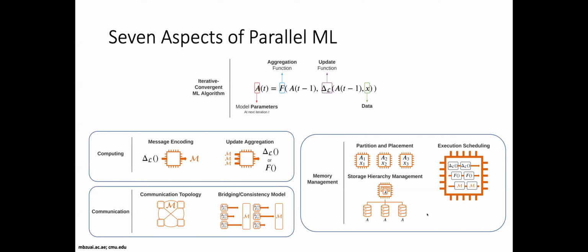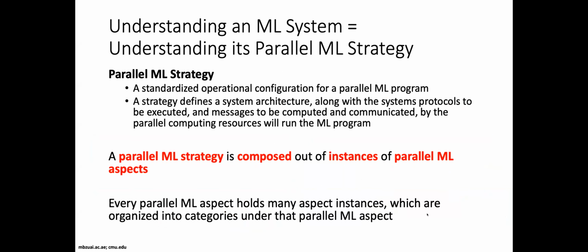Okay, so that's just an overview of what systems people think about when they design these high performance training systems. And then ultimately, the message I'm trying to communicate is that to understand an ML system, it mostly suffices to understand what strategy it's using. And that strategy is basically composed out of picking instances out of each of these aspects. What do I mean by that?